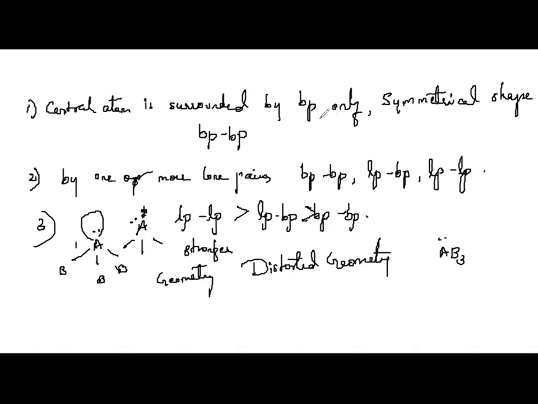So if only bond pairs are involved, symmetrical geometry is there. But if lone pairs are involved, it is distorted geometry. And the order of repulsion is: lone pair repulsions are strongest, then come lone pair bond pair repulsions, and then come bond pair repulsions. With this, we can take the example of the H2O molecule and the NH3 molecule.